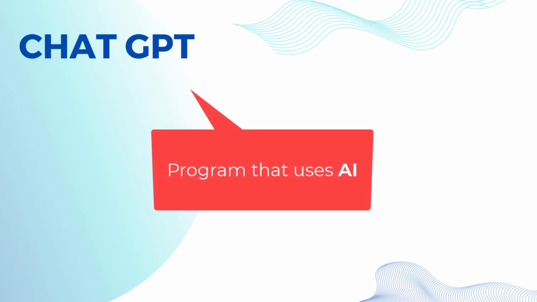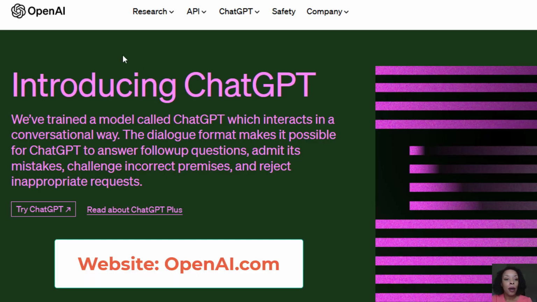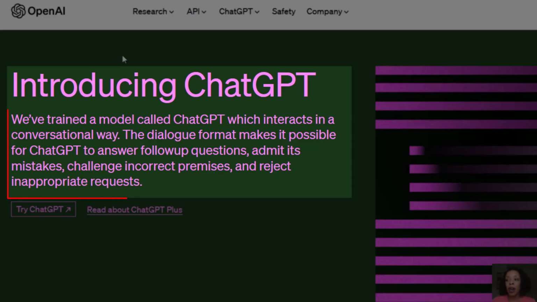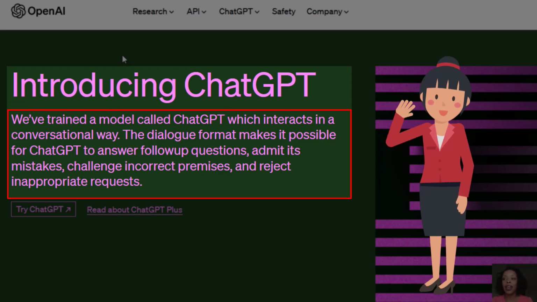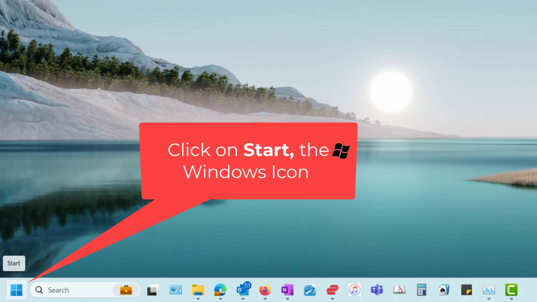ChatGPT is a program that uses artificial intelligence. So if we go to the website, it's a program created by OpenAI.com. We train a model called ChatGPT, which interacts in a conversational way. It'll speak to you just like I'm speaking to you. The dialogue format makes it possible for ChatGPT to answer follow-up questions, admit its mistakes, challenge incorrect premises, and reject inappropriate requests. Bing is Microsoft's.